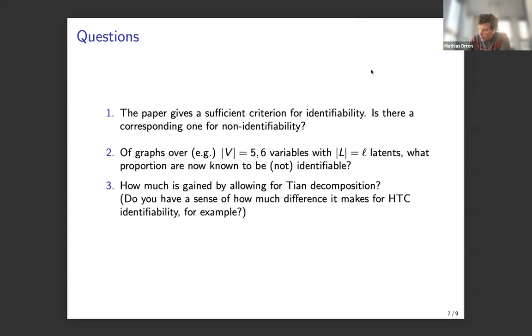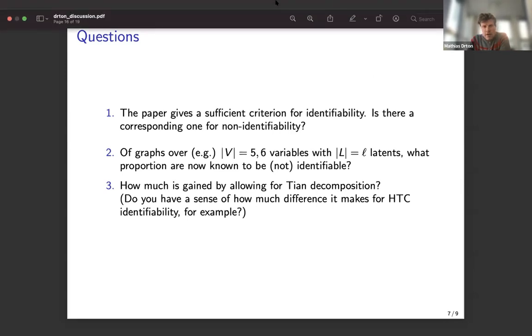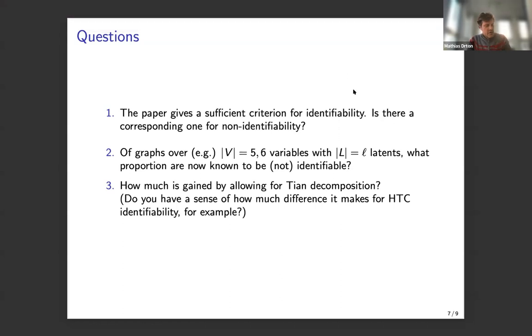And so in that setting, we were able to look at the Jacobian of the mapping from parameters to the observed covariance matrix. And if this Jacobian does not have full column rank, then we could deduce that the model cannot be identifiable. All parameters cannot be identified. So now, we're not there yet for this setup.